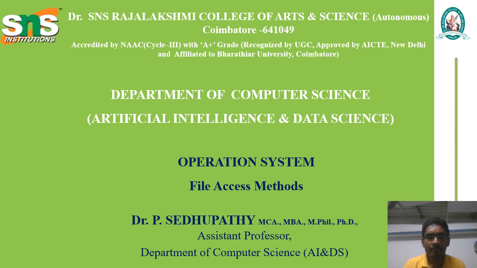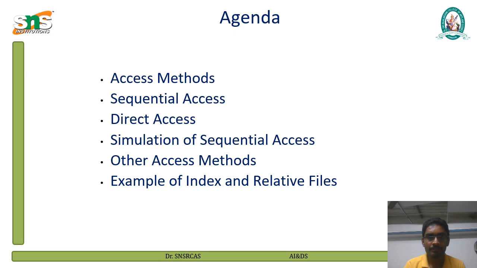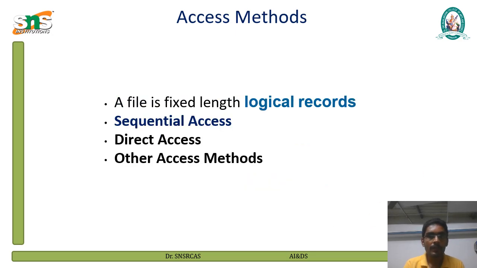So today we are going to discuss file access methods in operating systems. The agenda for today's discussion is file access methods and the types of access methods, like sequential access, direct access, an example for simulation of sequential access, other access methods, and an example of index and relative file access methods. So here are the access method types.